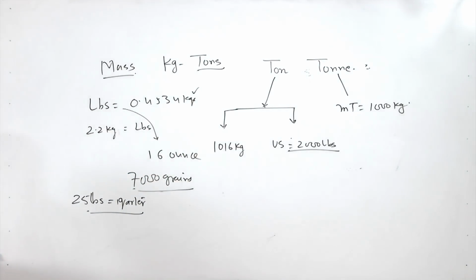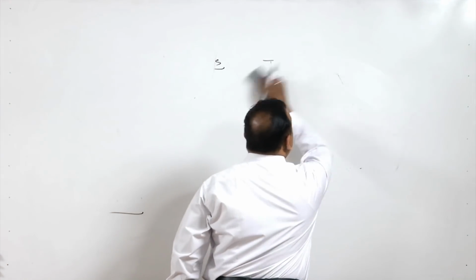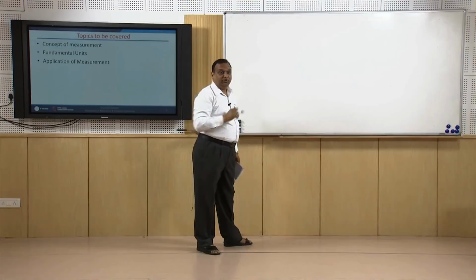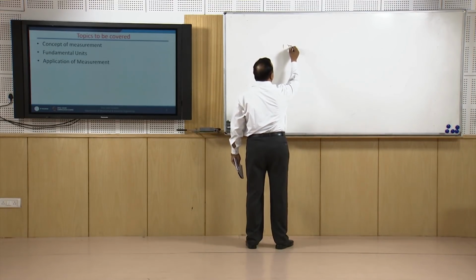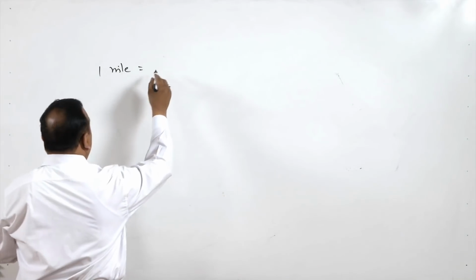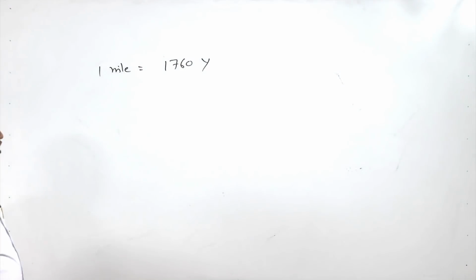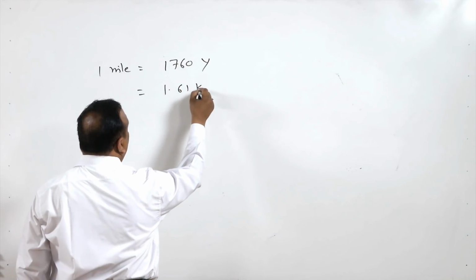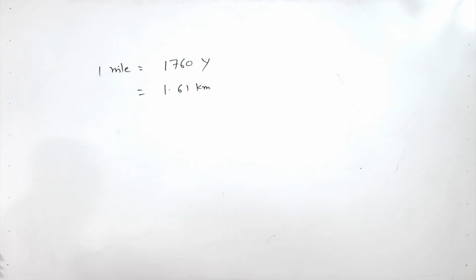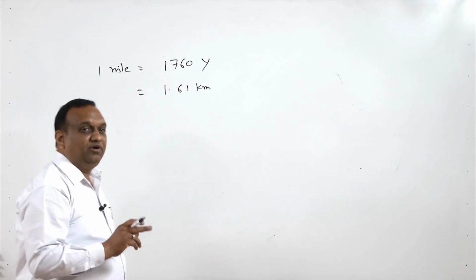Similarly, length. For length, meter is used, and for a larger distance, kilometer is used. Earlier, the unit of the distance was mile. If you remember, the unit of the distance was 1 mile. 1 mile is equal to 1760 yards, or if you want to express in terms of kilometers, 1.61 kilometers. Right? And there was another popular unit which was furlong.